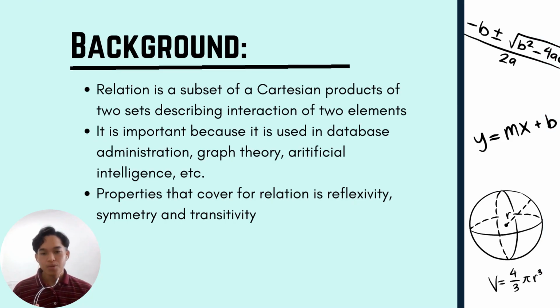Now, let's go to the background. Relations are a basic concept used in computer science and mathematical studies. They can be used as the basis for different applied fields. Some include graph theory, database administration, and artificial intelligence, among others. However, the relationship between the elements in the set can also be explained based on the relation, and the relationship between the two sets follows the definition of the Cartesian products.